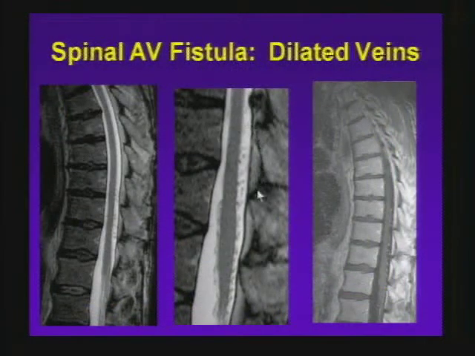Now, let's say you see lots of dilated vessels in the subarachnoid space, as you see here. And in that quiz case earlier, I showed you a patient that had these along with conus edema.